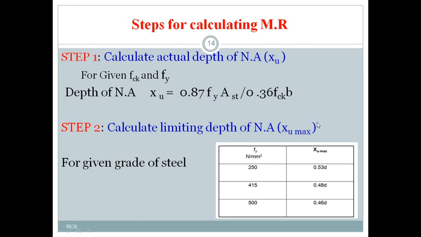So from the given grade of steel we can calculate the maximum depth of neutral axis. Suppose in the problem it gives Fe415, then the corresponding limiting depth of neutral axis is 0.48 d. Like that you can use it from this table.